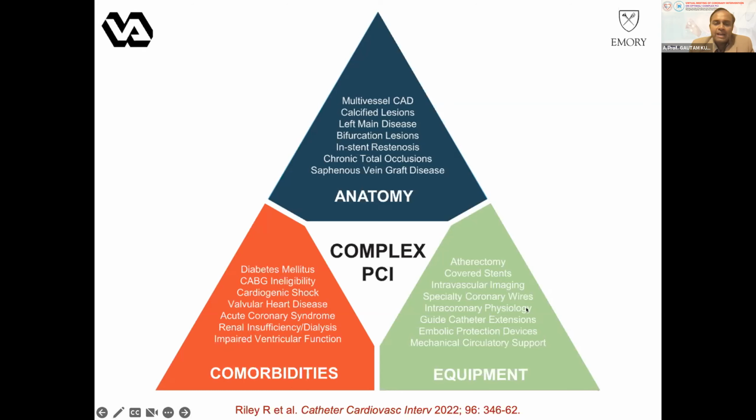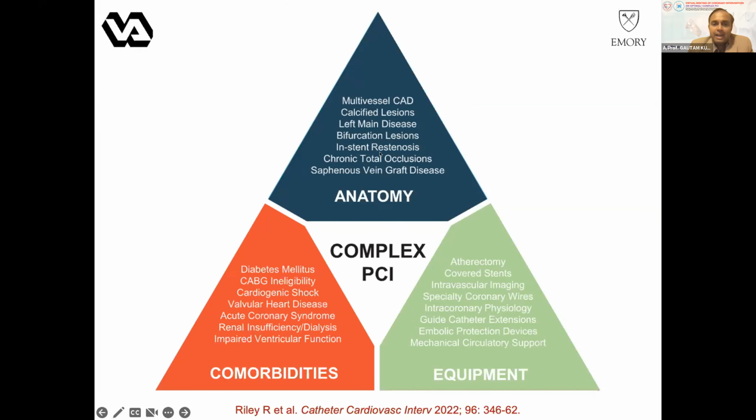Equipment-wise, we have to think about atherectomy. We have to think about having covered stents on the table, intravascular imaging, specialty coronary wires, usage of coronary physiology, guide catheter extensions with GuideLiner, GuideZilla, and other guide catheter extensions, embolic protection devices if necessary, especially for vein grafts, and mechanical circulatory support, flavor of which depending on what is available and what is feasible.